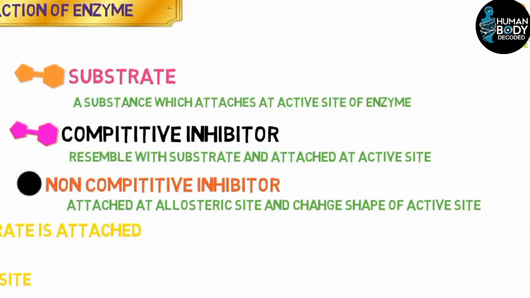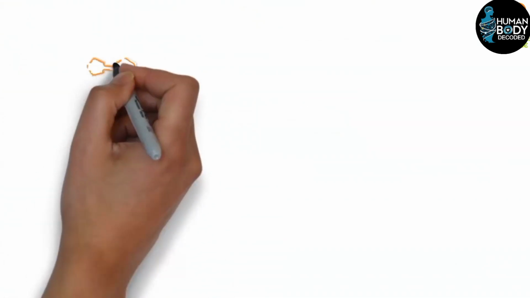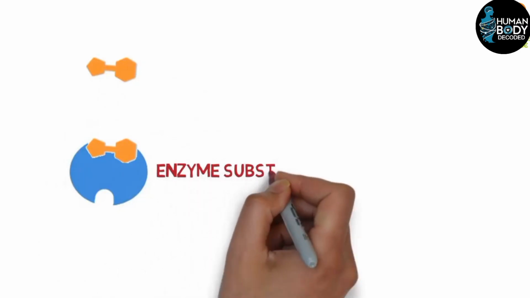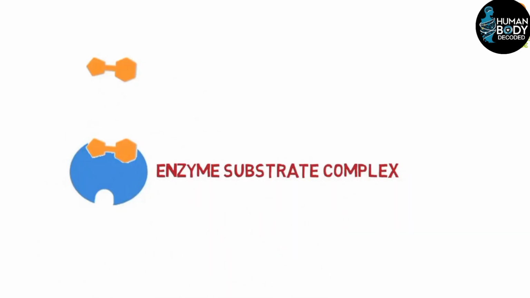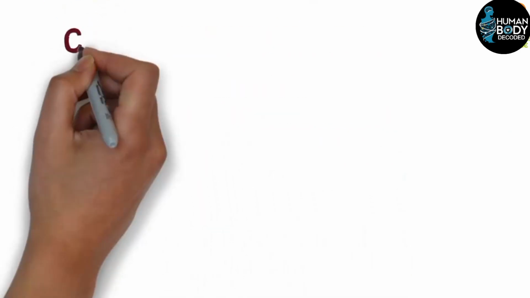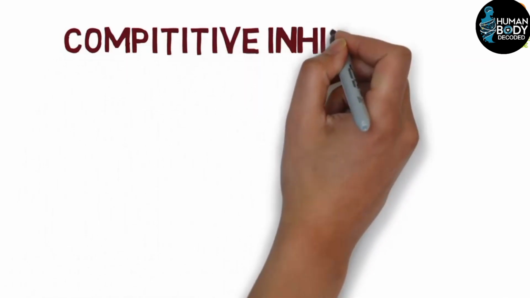Let's begin the mechanism with animation. Look at this. This is the enzyme, and this is its substrate. The substrate fits into the active site of the enzyme, forming the enzyme substrate complex, and the reaction takes place, producing the enzyme's products.